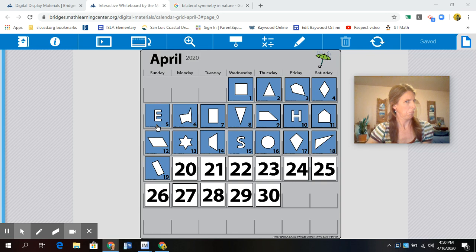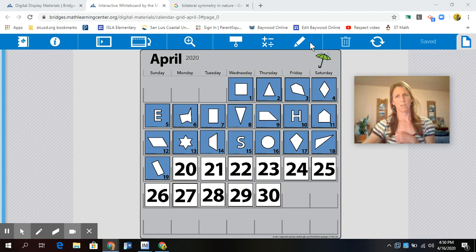Symmetrical, symmetrical, not symmetrical. Symmetrical, symmetrical, not symmetrical. Symmetrical, symmetrical. Oh, not symmetrical. Wait a second.